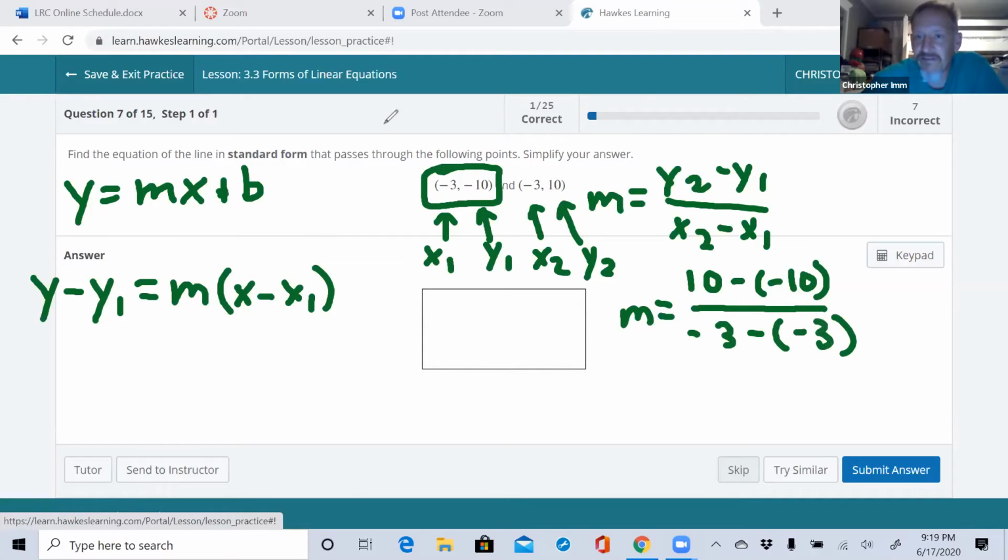Notice what happens here, though. I saw this one right off the bat and thought, this is a special case. I have 20 over 0. Negative 3 minus a negative 3, that's 0. And when I have a 0 in the denominator, unless the numerator is 0 as well, that's going to be an undefined slope.